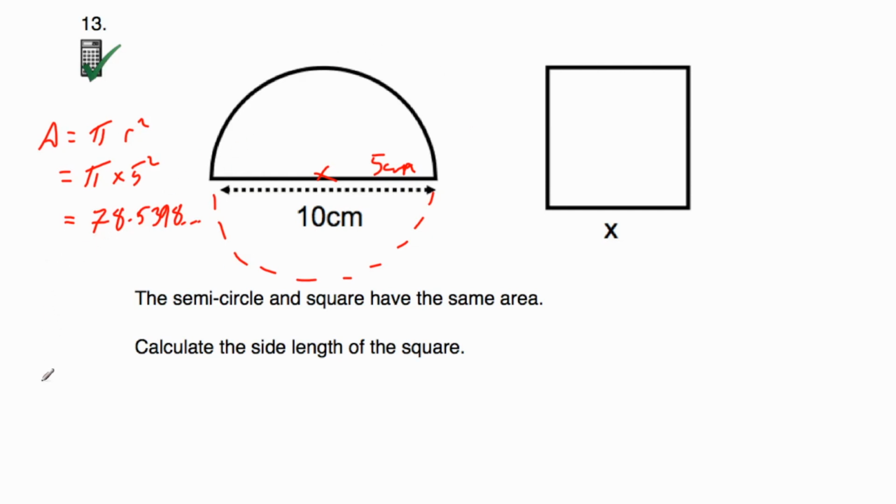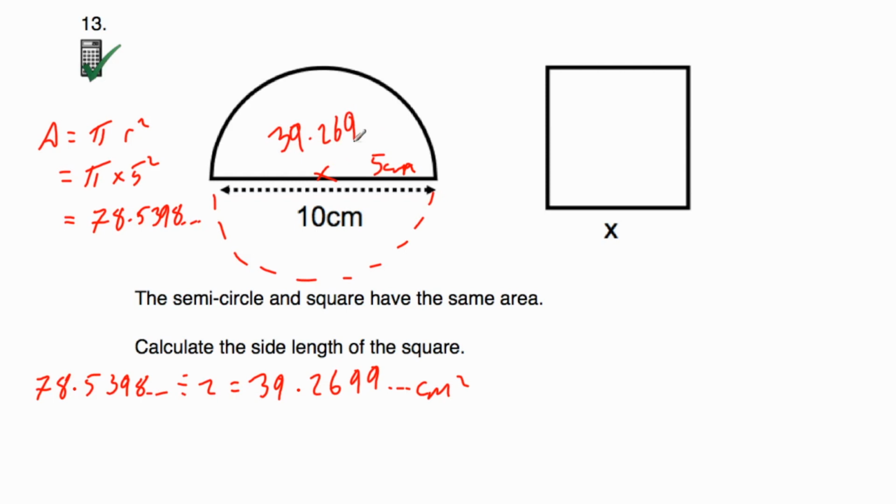We now need to just divide that by 2, so let's take our 78.5398 and so on, or 25 pi, and divide by 2, and that's equal to 12.5 pi, or 39.2699 and so on centimeters squared. So that's the area of the semicircle, 39.269908 and so on centimeters squared. Now the area of the square is the same, so the area of the square would be 39.2699 and so on centimeters squared. So we know the area of the square, now we just need to find the side length.